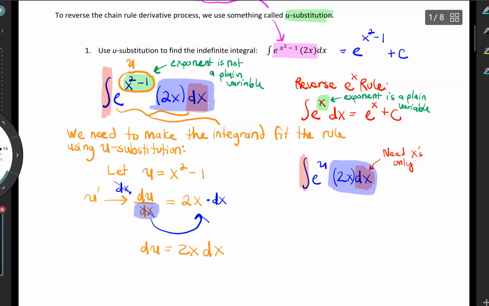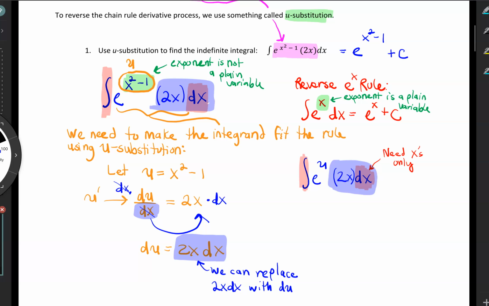So what that's going to allow me to do is if I see a 2x dx, I can replace it with a du because they're equivalent. And that's going to solve all my problems, right? Because now over here, that 2x dx is going to be a du. And look what we got now. Now I'm going to have e to the u du.